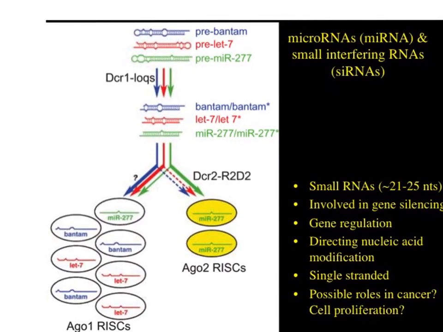This is the Bantam RNA, just one example of a microRNA, and it's made as a precursor. Enzymes come in, cut it and trim it down to the correct size. Then we have things like Dicer, one example of protein complexes that will recognize these.